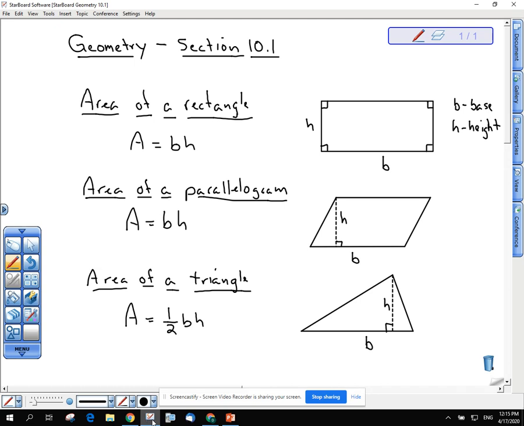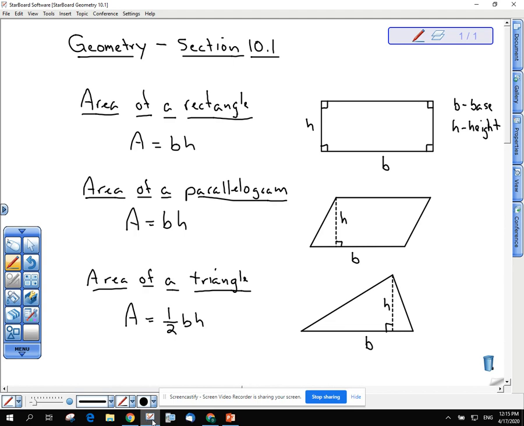Geometry, Chapter 10, Section 1. We will begin a chapter on area, and we start with some pretty simple shapes. These would be your notes right here that you see on the screen. Three area formulas that you ought to know: rectangle, parallelogram, triangle.